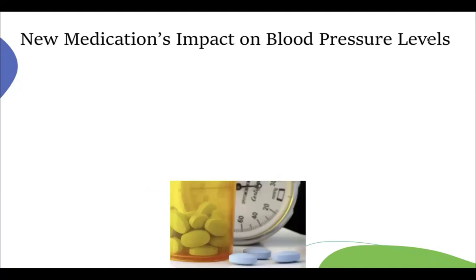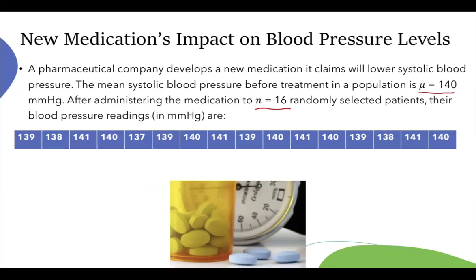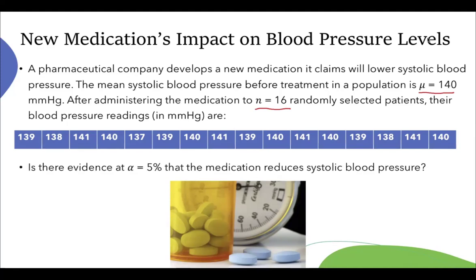New medication's impact on blood pressure levels. A pharmaceutical company develops a new medication it claims will lower systolic blood pressure. The mean systolic blood pressure before treatment in a population is mu equals 140. After administering the medication to 16 randomly selected patients, their blood pressure readings are, and these are the 16 patients' blood pressure readings. Is there evidence that the medication reduces blood pressure? We're going to be using a significance level of 5%.